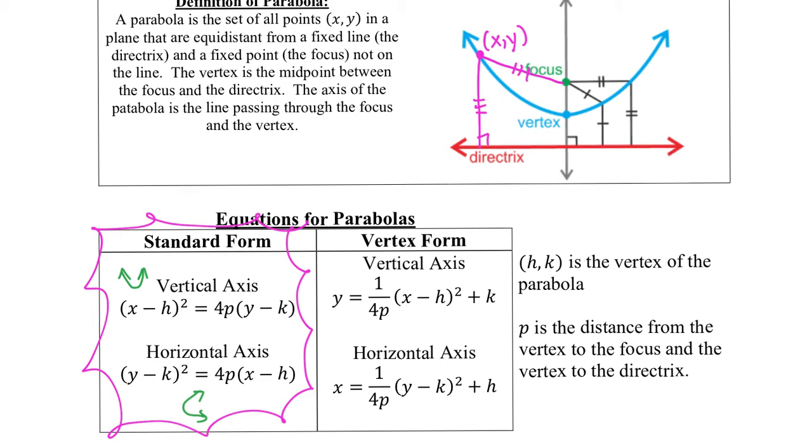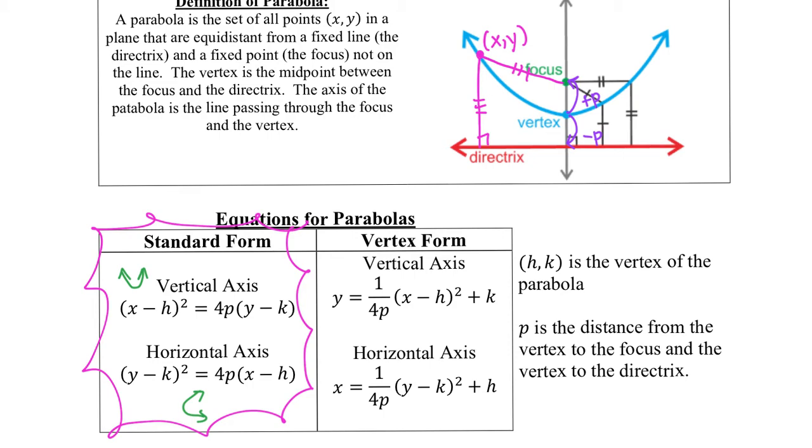So (h, k) is the vertex. The only new information here is the p. The p is the distance from the vertex to the focus and the vertex to the directrix. So if I'm at my vertex and I go to my focus, I would be going positive p, in this case in the y direction. If I go from the vertex to the directrix, I would be going down p units, which would be negative p.